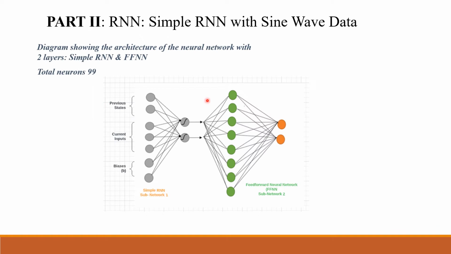This is the diagram of the architecture of the neural network with two layers for the model. So we have the simple RNN and the feed-forward neural network. This is subnetwork 1, this is subnetwork 2. These are the previous states, these are the current inputs, these are the biases, these are the output layers, these are also the output layers, then these ones are the hidden layers.